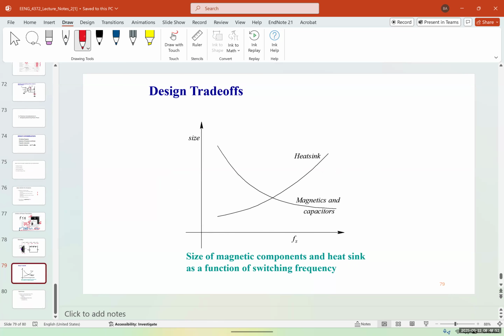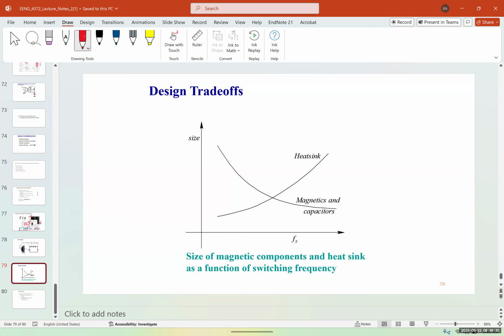Now, this shows the design trade-off between the size and the frequency. So for lower frequency, the bigger size, we have magnetics and capacitors. Again, when you build a large capacitor, the size is bigger, but it works in lower frequency. It doesn't perform in higher frequencies well. In higher frequency, it's going to be just short-circuited.